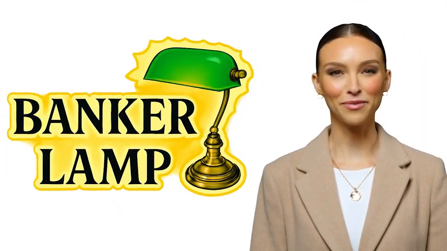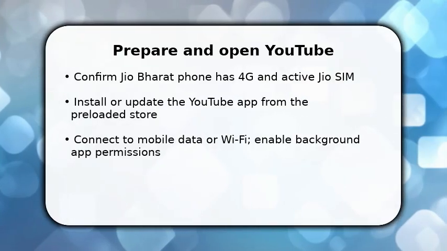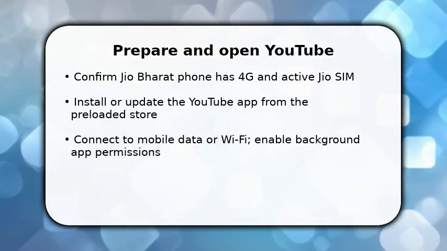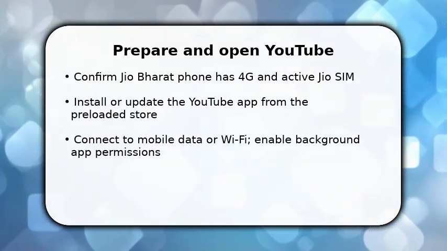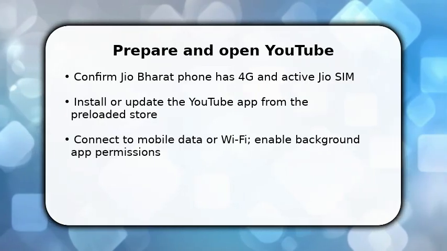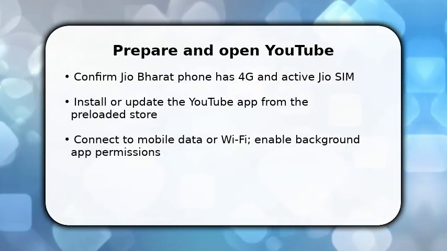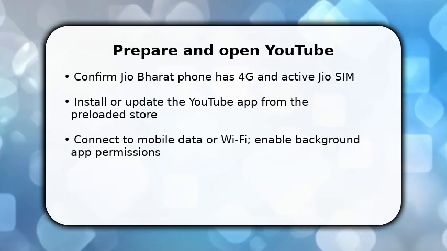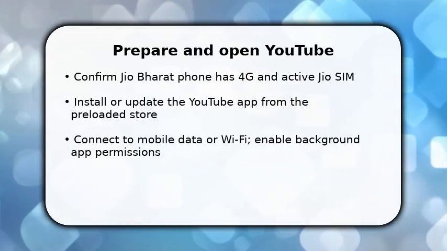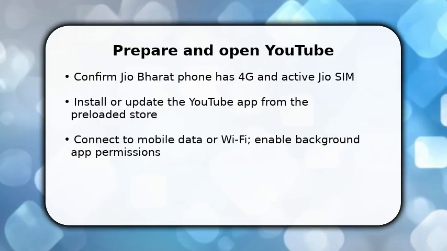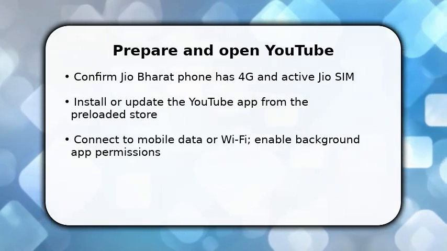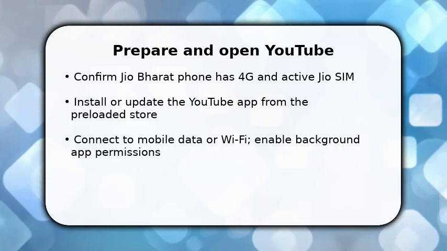You start by confirming your Jio Bharat phone has 4G service and an active Jio SIM so streaming works. Open the phone's App Store, search YouTube and install or update it. This avoids codec or security issues. Once done, grant the app required permissions like storage and background data so videos play smoothly.